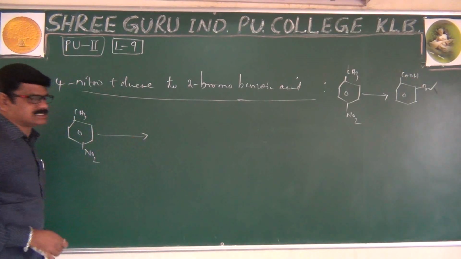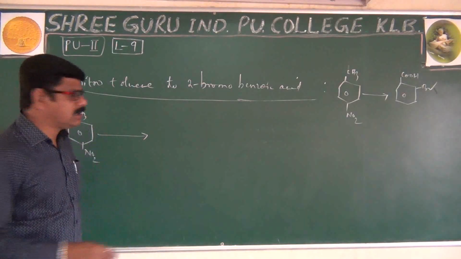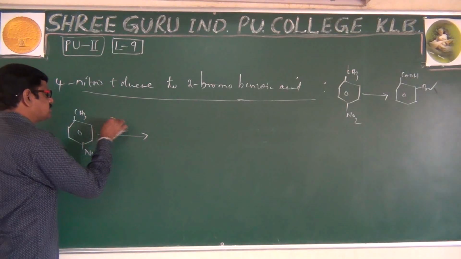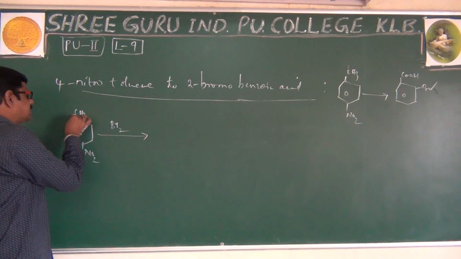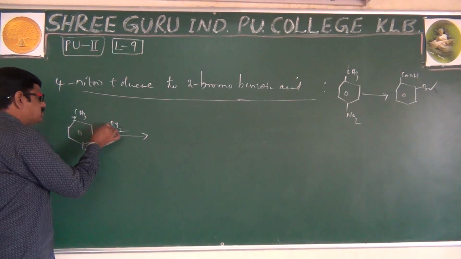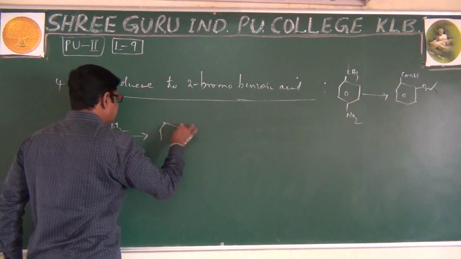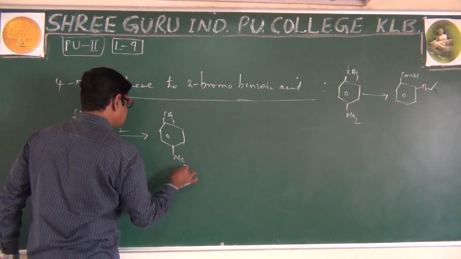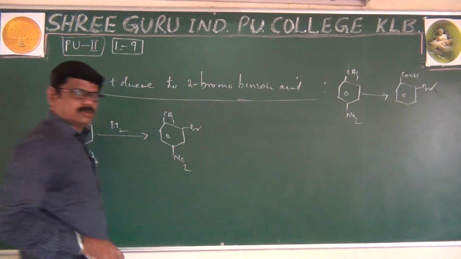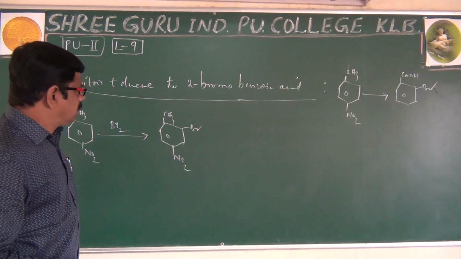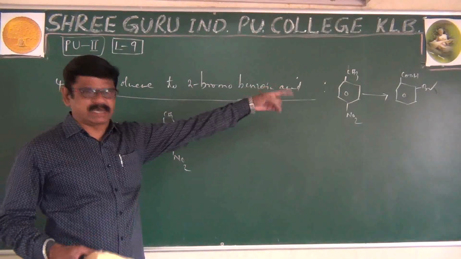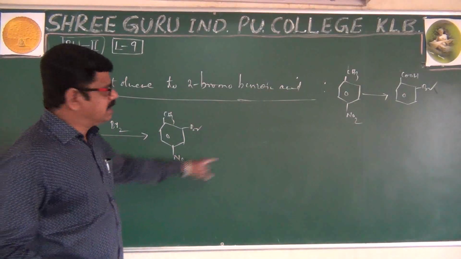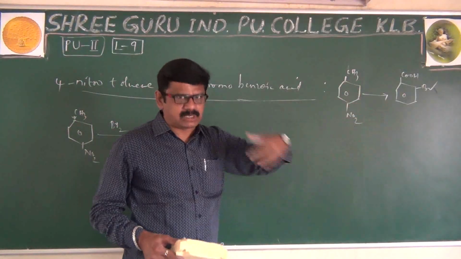4-nitrotoluene first undergoes the bromination process. Because of the bromination, what happened? Bromine attacks because methyl is an electron giving group. The electrophile attacks its ortho position, and you will get this compound. At ortho, bromine is substituting. But if you see, the product is completely different. This NO2 is not there in the product. NO2 has to be removed completely.